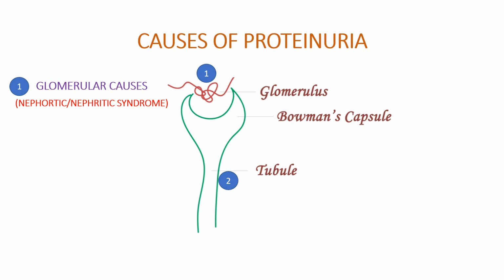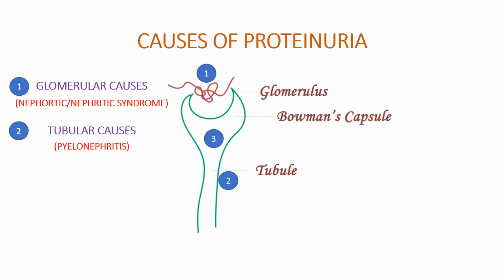Number two is the tubule. Previously I told you that there are some proteins which get filtered but are reabsorbed, such as immunoglobulin light chains or smaller microglobulins. But if there's something wrong with the tubule, the body cannot reabsorb these proteins, and they will show up in the urine. This is why the second cause of proteinuria is tubular causes. One of the reasons why the tubular epithelium cannot reabsorb these proteins is infection of the tubule, which is called kidney infection, or pyelonephritis.